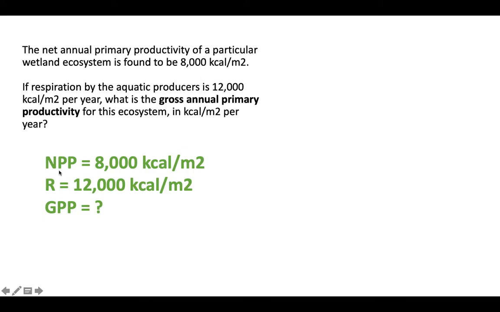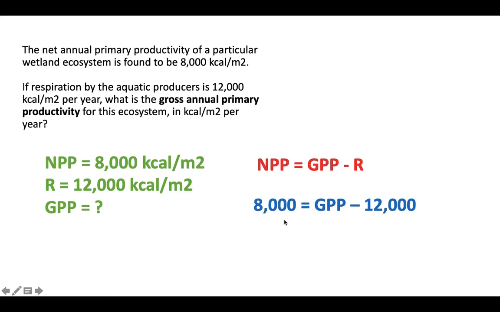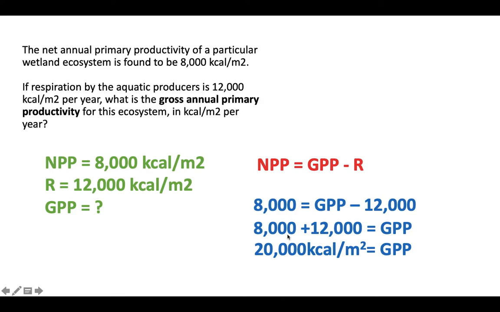They tell us that the net primary productivity is 8,000 kilocalories per meter squared per year. They tell us that respiration is 12,000 kilocalories per meter squared per year. They want to know the gross primary productivity. This is just simple addition, right? This is the formula we use. So we plug in those numbers, and then we solve for the GPP. Boom, done, easy. Calculus genius, right? 20,000 kilocalories per meter squared per year.